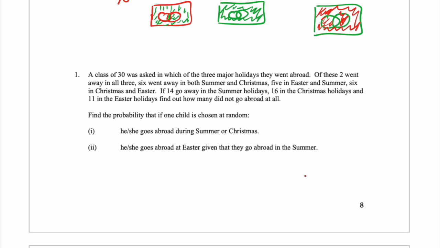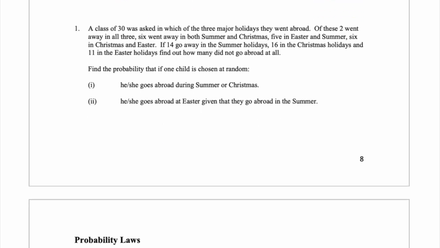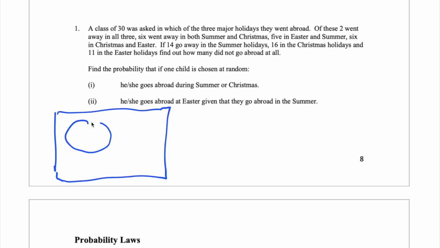Okay, let's move on to a word problem. A class of 30 was asked which of the 3 major holidays they went abroad. So 3 major holidays means we're going to do a 3-circle Venn diagram. We've got summer, Christmas, and Easter. Class of 30. 2 went away on all 3. That's a nice piece of information because you can stick that right in here.